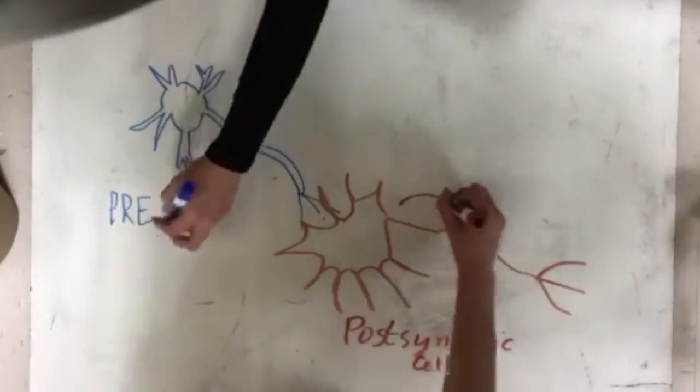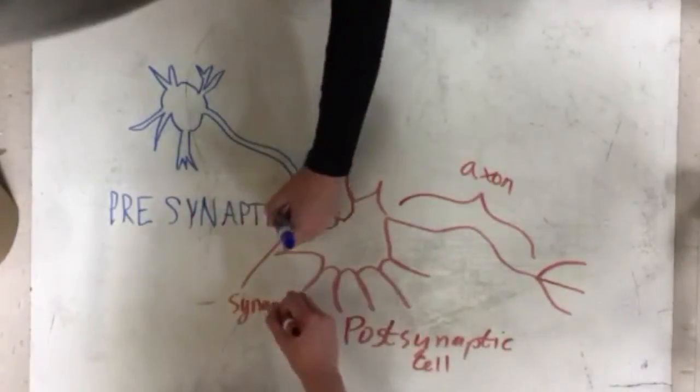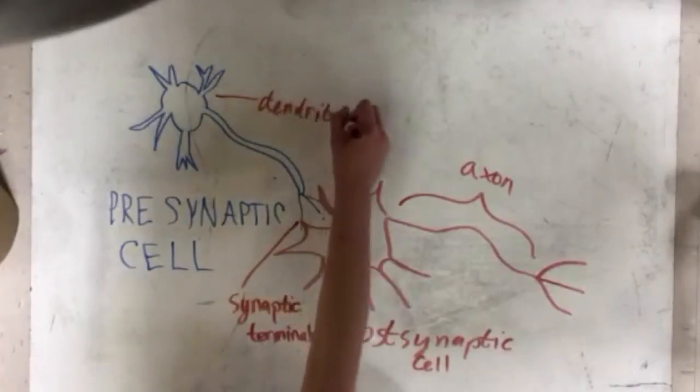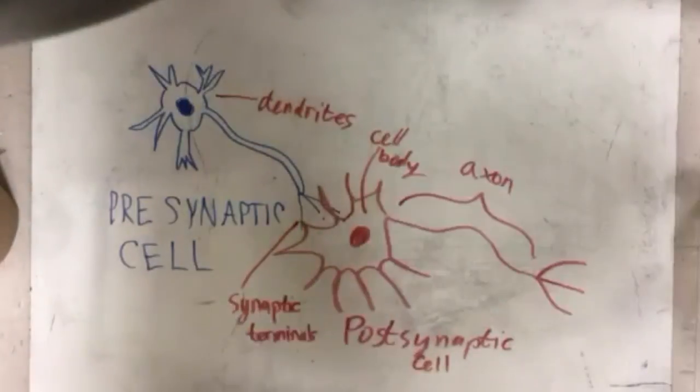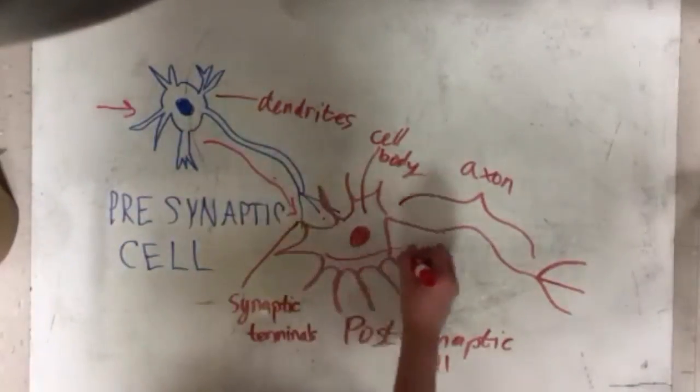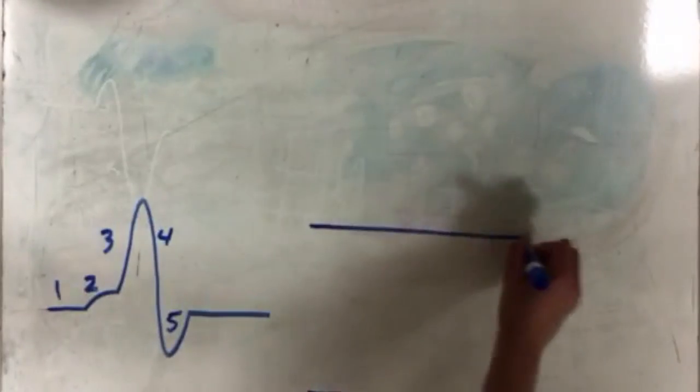This is a diagram of a connection between two neurons. Dendrites extend from the cell body, which attaches to the axon via the axon hillock. The axon leads to synaptic terminals, which release neurotransmitters in order to communicate with a postsynaptic neuron. This is a graph of a neuron's membrane potential over time. In this video, we'll be addressing 5 different stages in this graph.